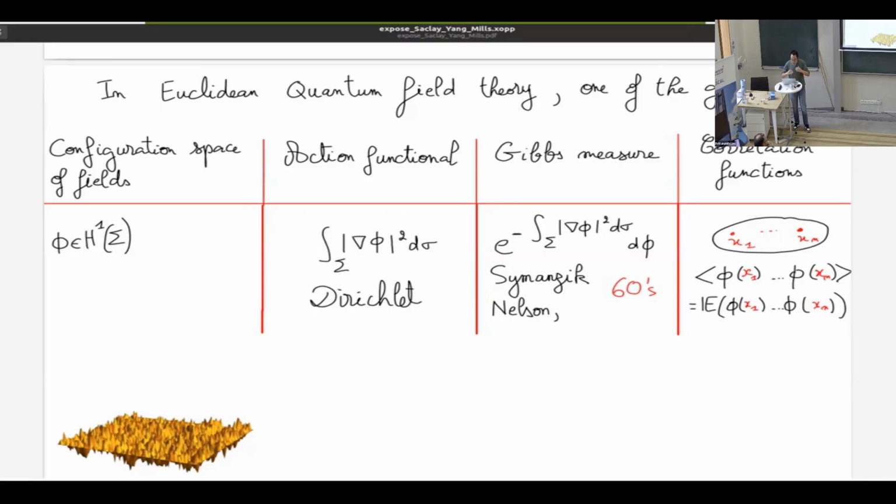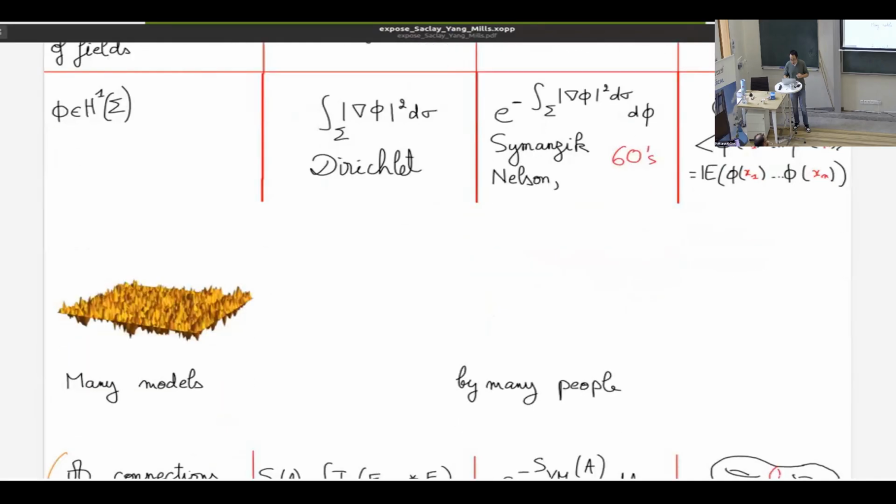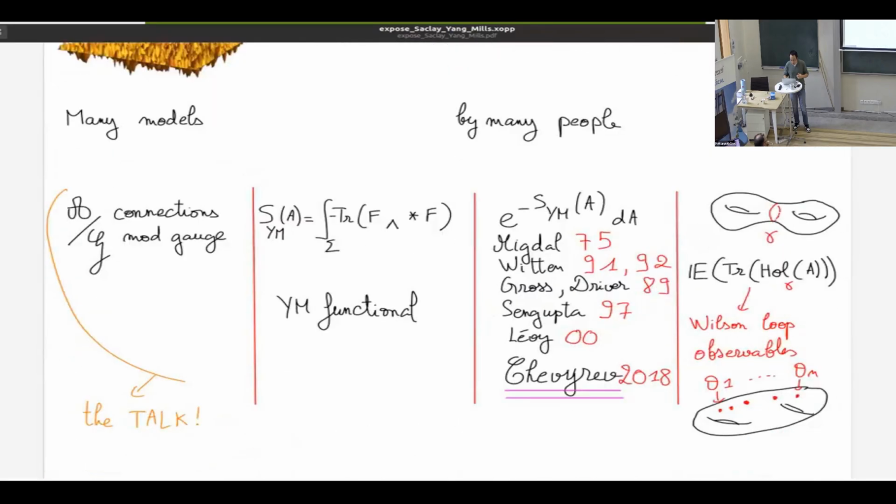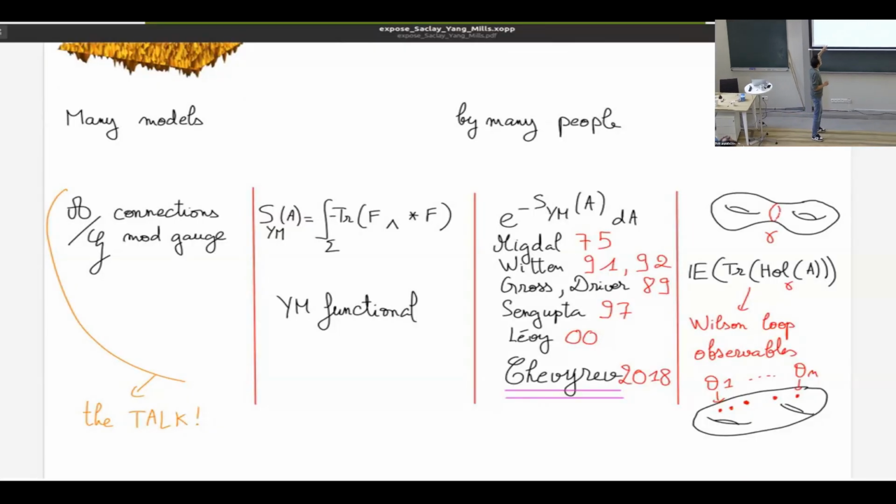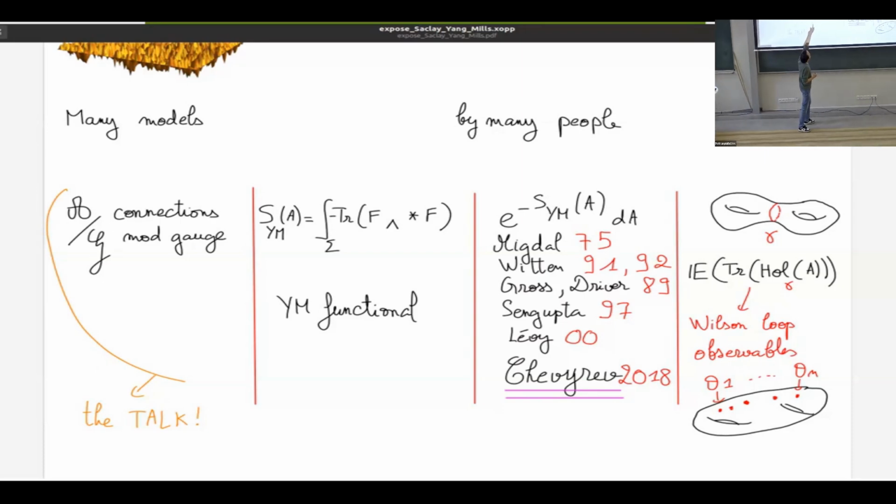And in analogy with free fields, I want to describe what we would like to do in the case of Yang-Mills. So what replaces functions are connections, but you are not constructing a measure on the space of connections. You are constructing a measure on the space of connections modulo gauge. That's one of the difficulties. What replaces the Dirichlet action functional is the Yang-Mills functional. So you are taking minus trace of curvature wedge star curvature.